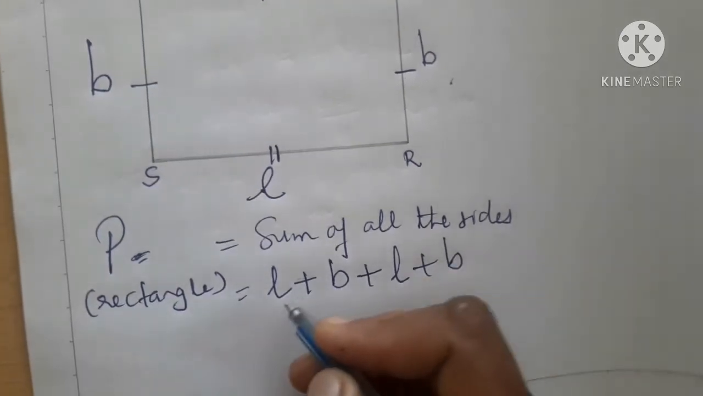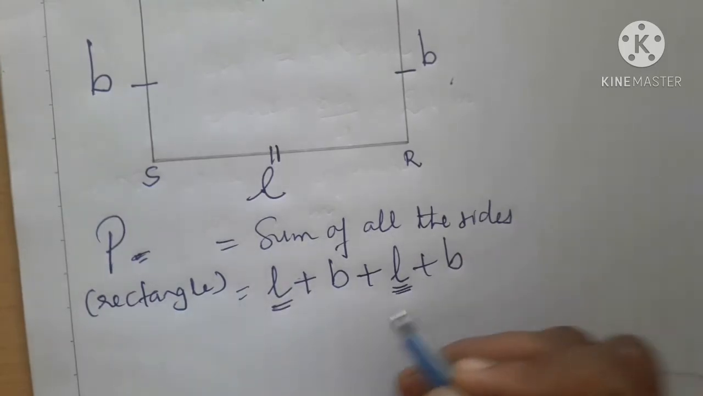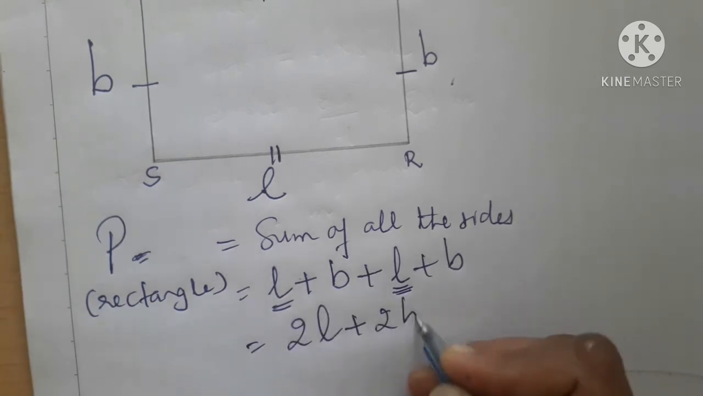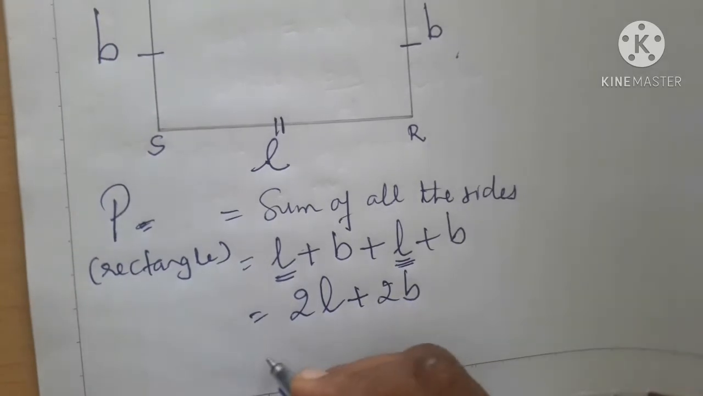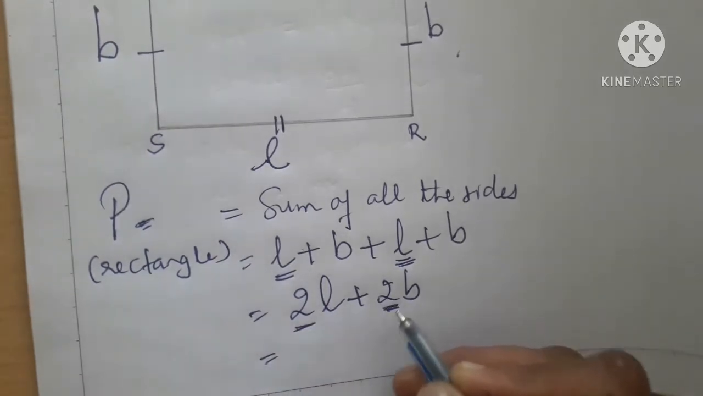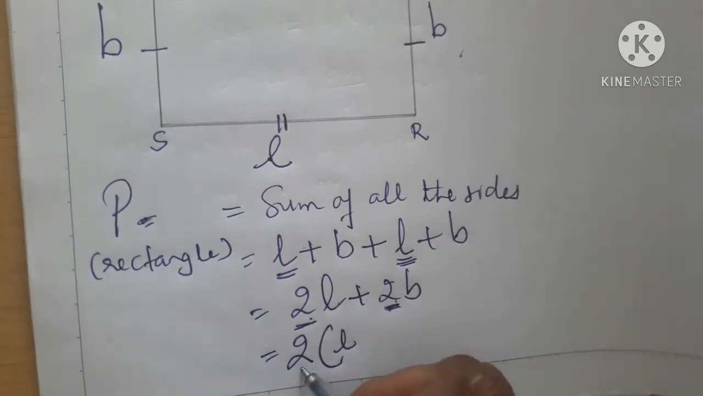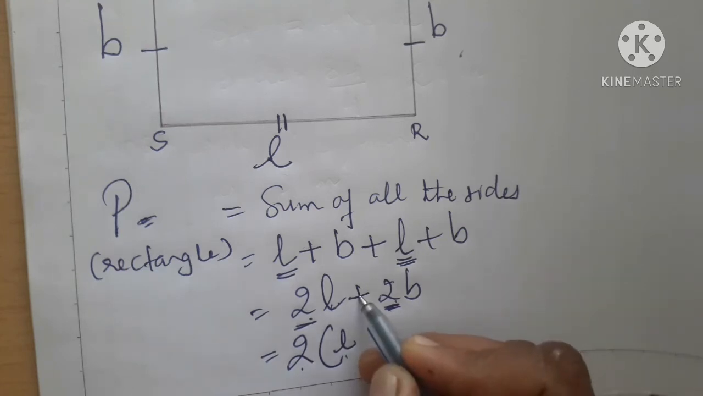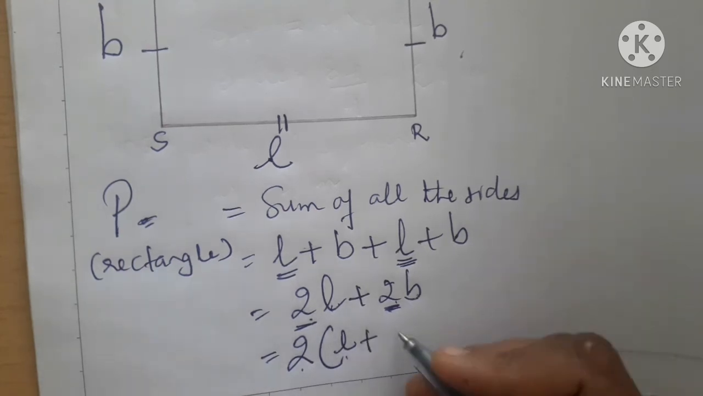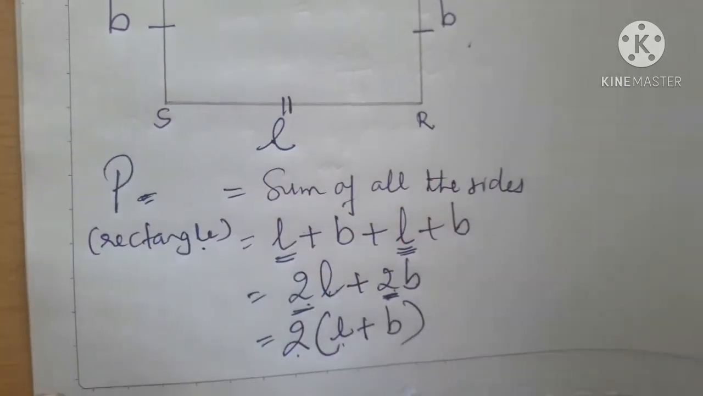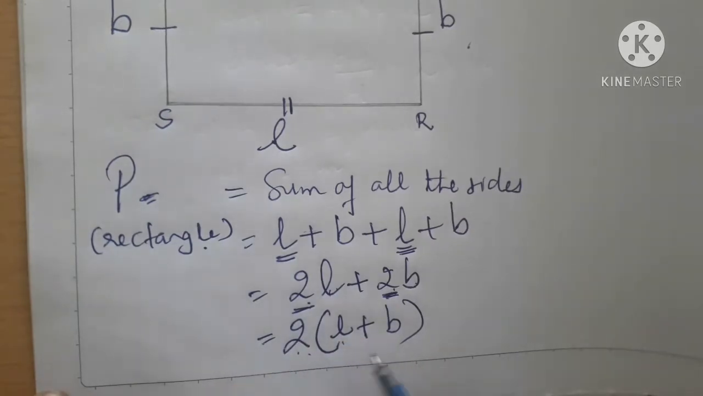It means you have 2 times L and 2 times breadth, that is 2L plus 2B. So when you take out 2 as the common part, what is left out here? L, then plus, and here B. So what is the formula for the perimeter of a rectangle? That is 2 times (L plus B), or 2 into (L plus B), right?